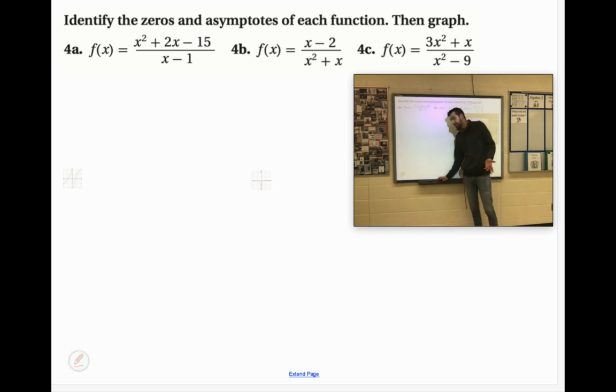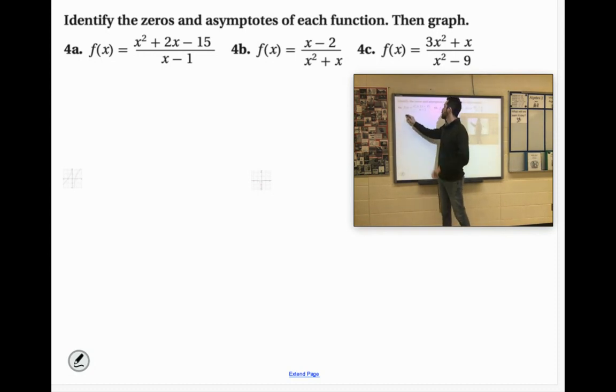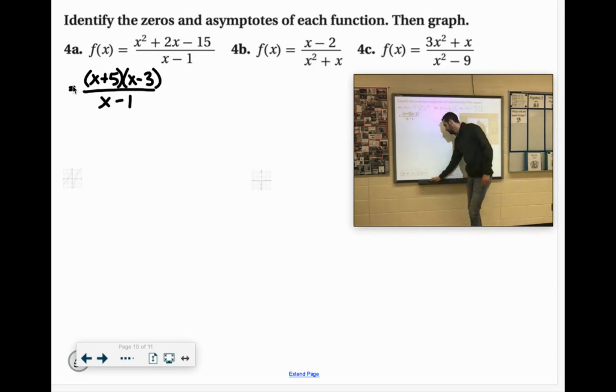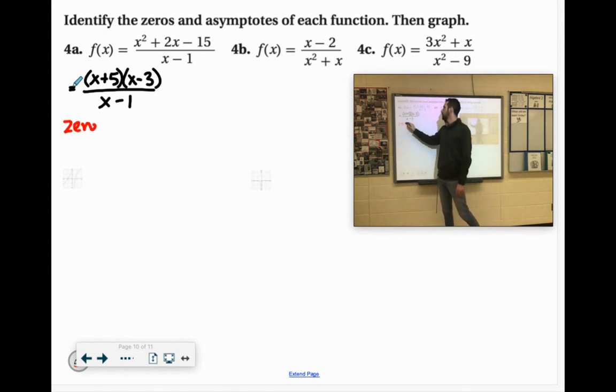Okay, so if you haven't at this point, pause here, try them out, find your zeros, find your asymptotes. So this first one's going to factor to x plus 5 times x minus 3 over the x minus 1, which will give us our zeros of negative 5 and positive 3.